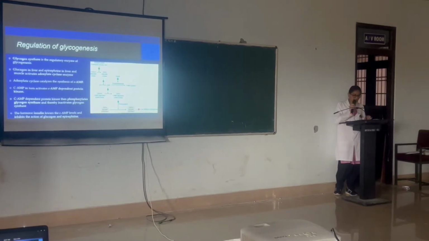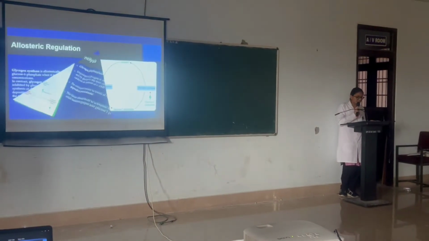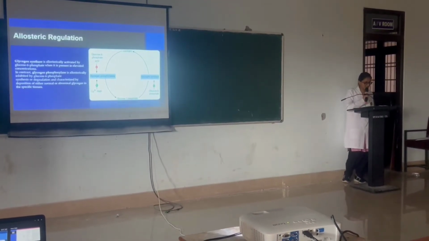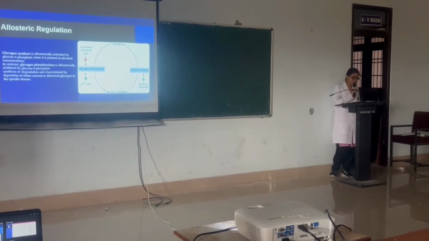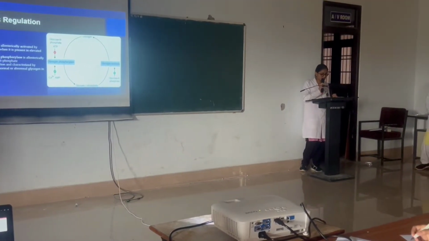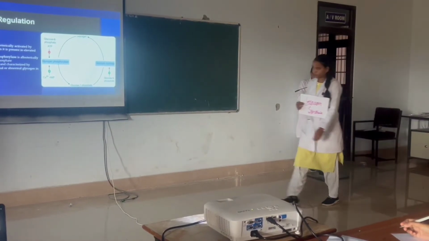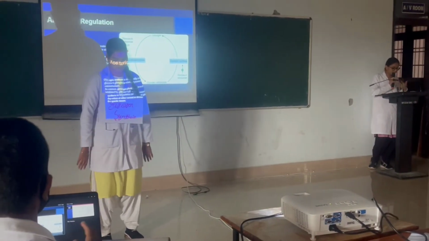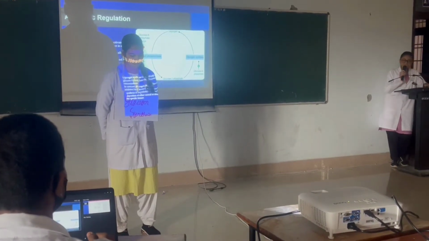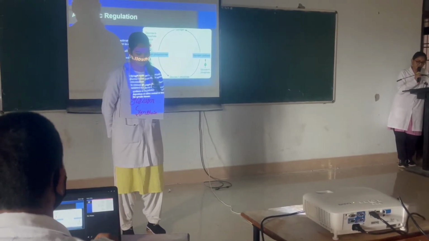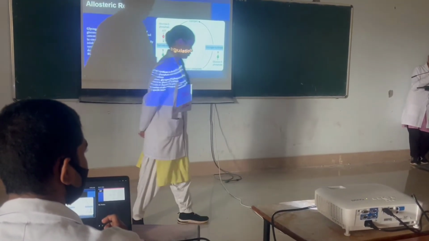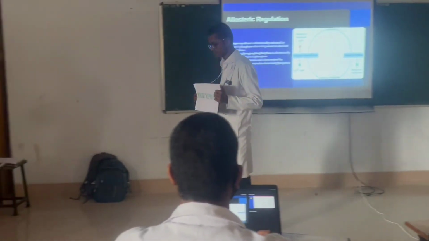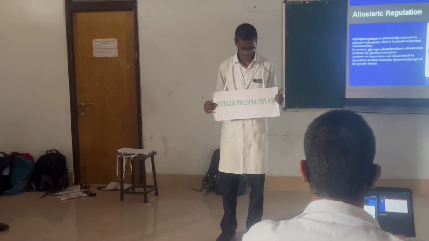Next, we will see allosteric regulation of glycogen metabolism. The level of glucose 6-phosphate regulates the process of glycogenolysis and glycogenesis. So, glycogen synthase is allosterically activated by glucose 6-phosphate, and glycogen phosphorylase is allosterically inhibited by glucose 6-phosphate. Hence, the key enzyme for glycogenolysis is phosphorylase, which is activated by glucagon and epinephrine. The key enzyme for glycogen synthesis is glycogen synthase, the activity of which is decreased by epinephrine.